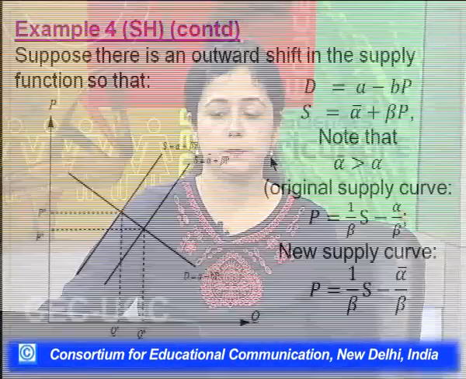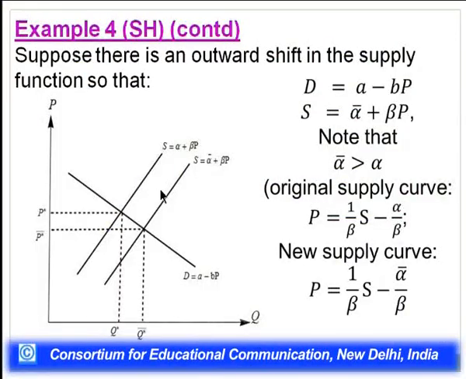Now let us suppose there's an outward shift in the supply function. That is to say, let us suppose the new supply function is given by alpha bar plus beta P, and you can see here in the graph that the supply curve has shifted outwards. This is the kind of stuff that you do in micro, which is what Geetika was talking about. So now you can see in the picture that the equilibrium price goes down and the equilibrium quantity goes up, and we'll see that our math will also reflect the same.